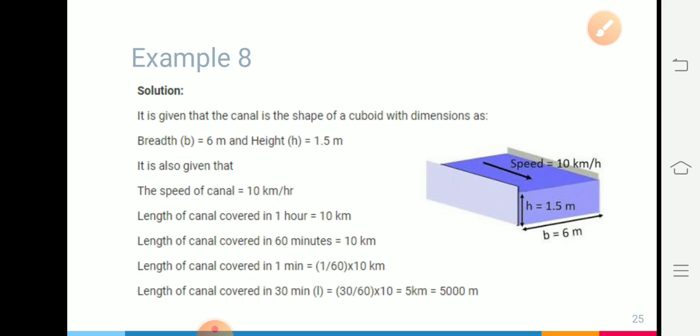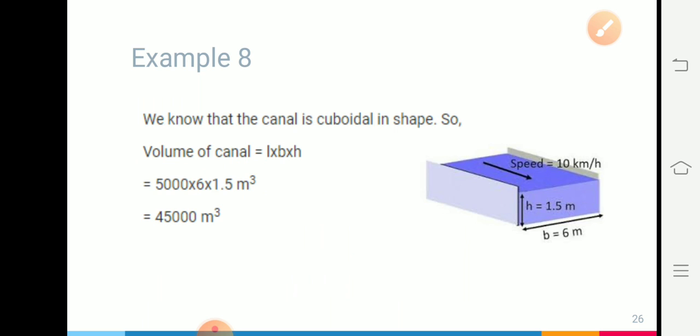So now we have got everything into meters. We have found out the length of the canal as 5000 meters. Now we know that the canal is cuboidal in shape, so the volume of the canal you can find out as length into breadth into height, which is 45,000 meter cube.